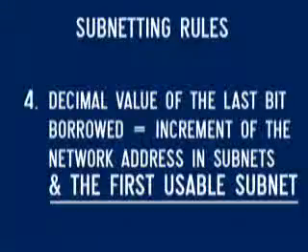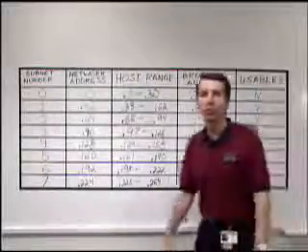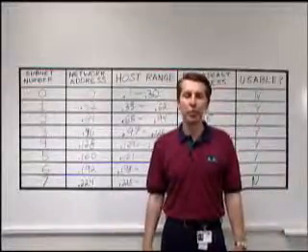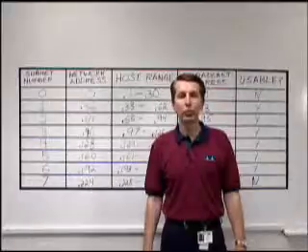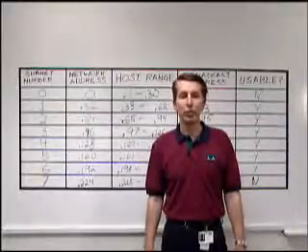Remember the fourth rule of subnetting? It told us that the decimal value of the last bit borrowed gives us the increment of the network address in our subnets. In our scenario, this value is 32. This is the increment in our network address for the subnets. It also tells us the network address of our first usable subnet. Once you learn these rules, it makes it much easier to create custom subnet masks and calculate the addresses for the subnet. Let's review the 4 rules of subnetting.